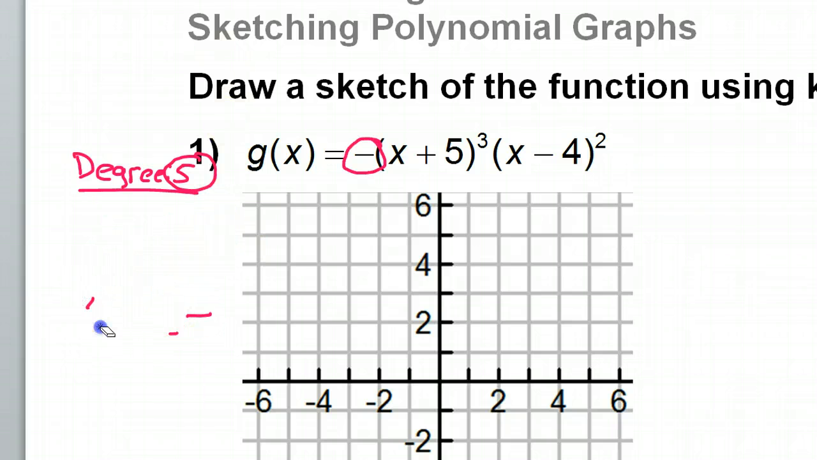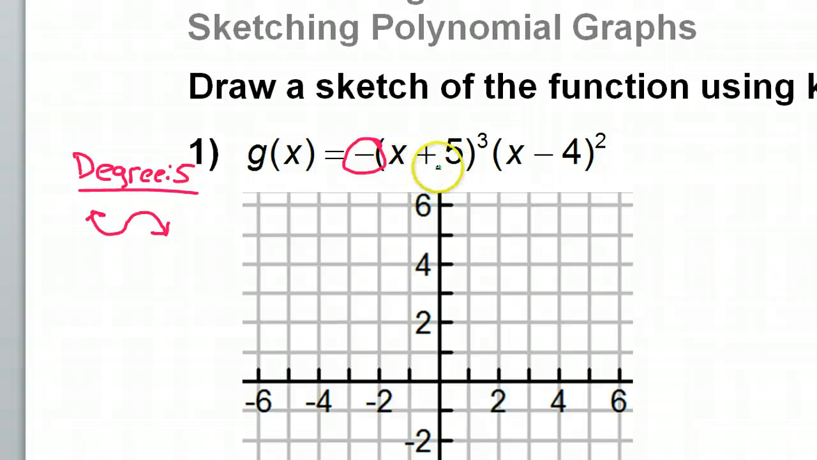So I will encourage you to do all of that stuff in your head, but just off to the side, make a little end behavior sketch. So this is an odd degree, it's negative, so it will have the end behavior like an upside down N. Okay, so that tells me I need to start from up high and then do whatever it is.